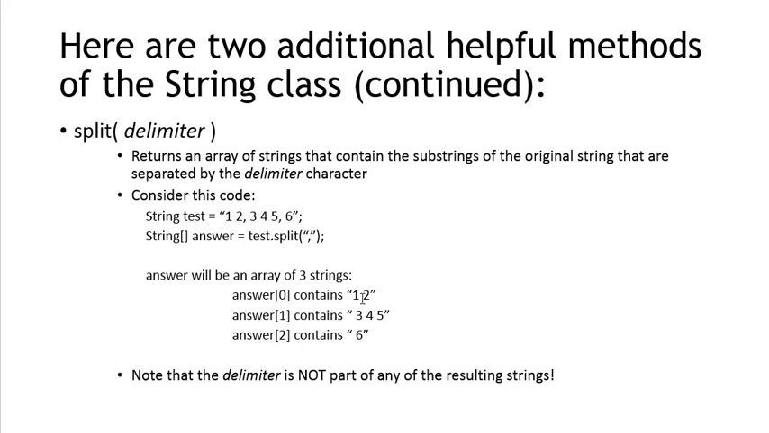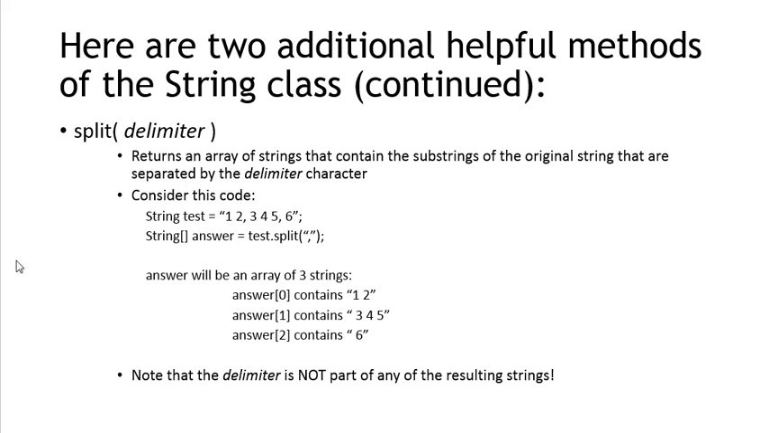Okay, and notice that the spaces would also be here. There's a space in front of the 3 and a space in front of the 6. Okay, so the delimiter character is not part of any of the strings. Those are thrown away. Well, actually, it's not thrown away. The test is not destroyed, but they're not part of any of the substrings that are stored in the array of strings that we get from the split method.